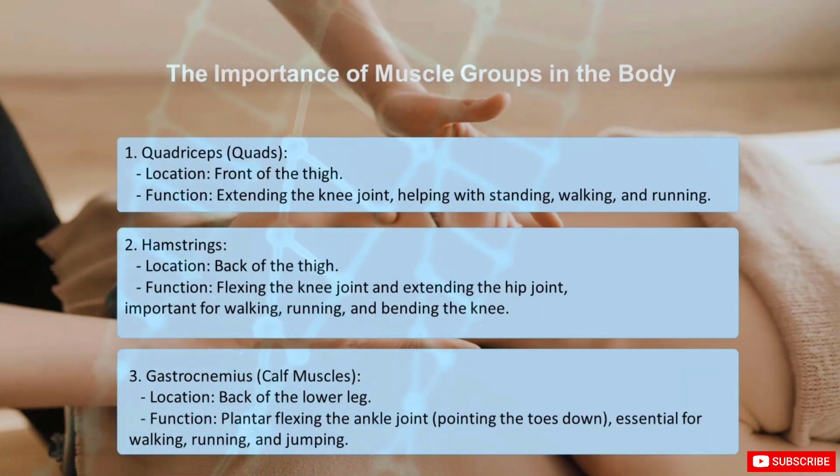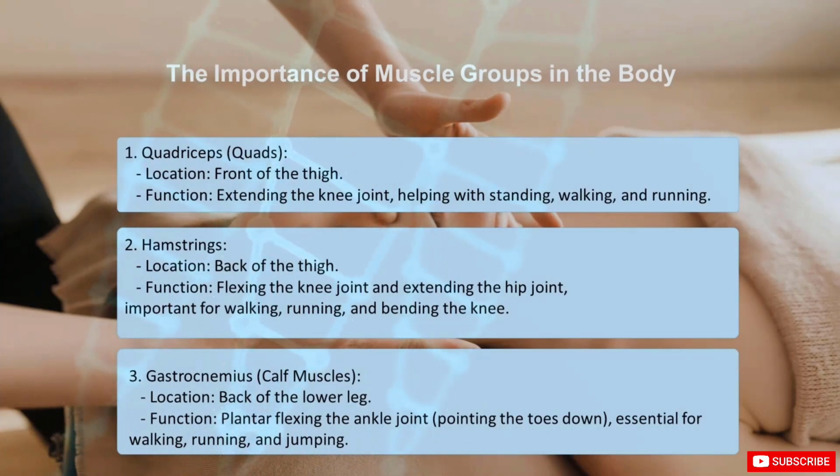1. Quadriceps, quads. Location: front of the thigh. Function: extending the knee joint, helping with standing, walking, and running. 2. Hamstrings. Location: back of the thigh. Function: flexing the knee joint and extending the hip joint, important for walking, running, and bending the knee.